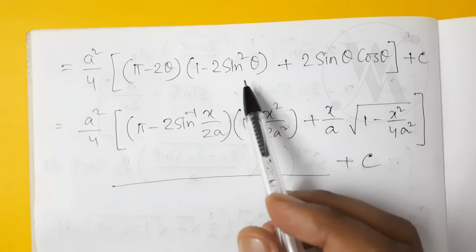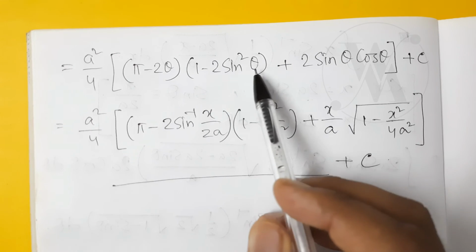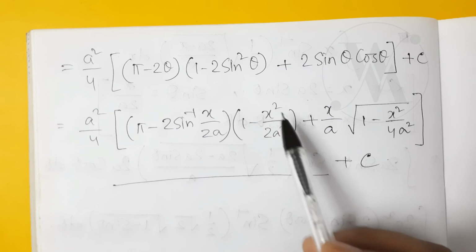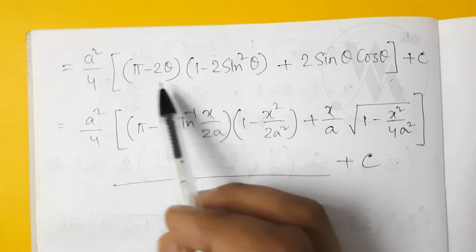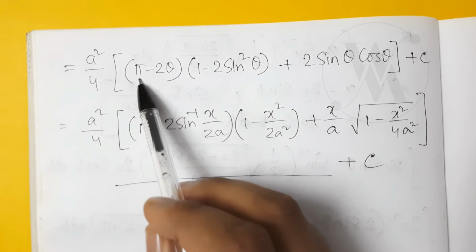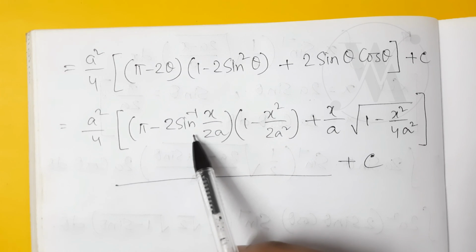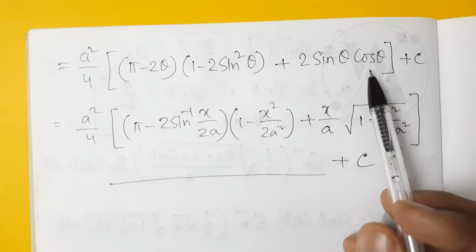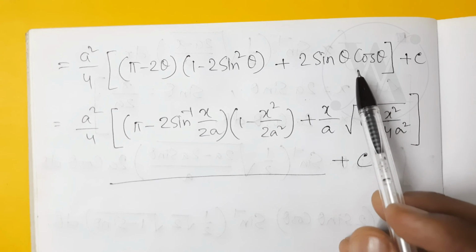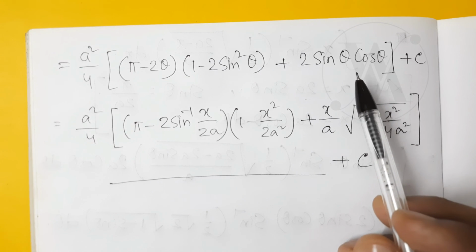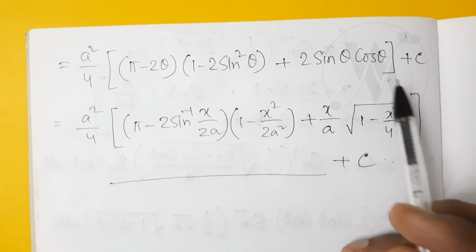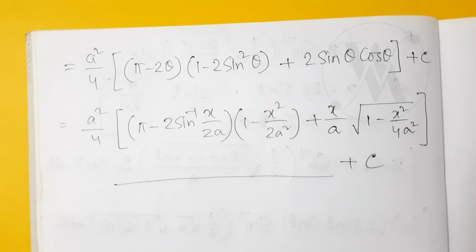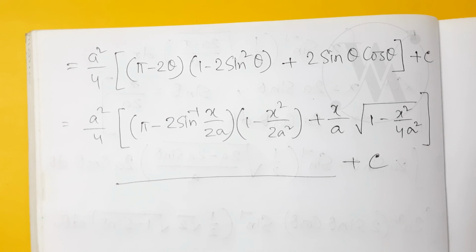So here we are applying that formula only. Now you put the value of sin square theta. That will be nothing but x square by 2a square, and in place of this pi minus 2 theta, you just apply sin inverse x by 2a. Now what is the value of cos theta? You apply cos square theta plus sin square theta equal to 1 and put the value of sin theta. From there you will find the value of cos theta, that will be root over 1 minus x square by 4a square. So this is the final answer.